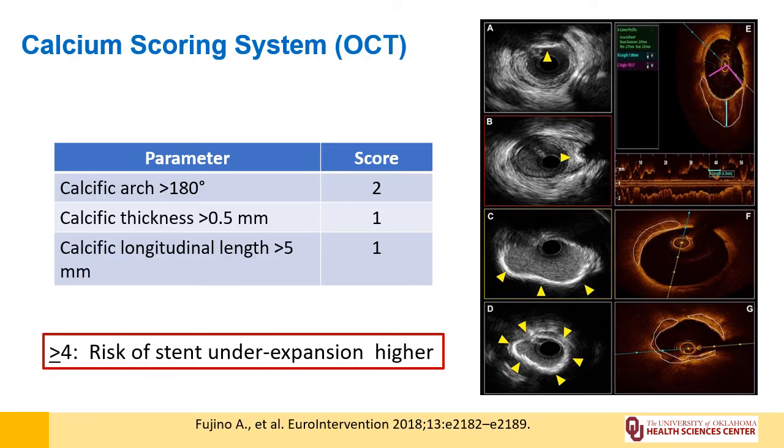Here is a calcium scoring system which takes 3 important parameters into consideration: the calcific arc, if it is more than 180 degrees, the thickness of the calcium, and the longitudinal length more than 5 millimeters. If these 3 factors are present, the risk of stent under-expansion is high without use of atherectomy.